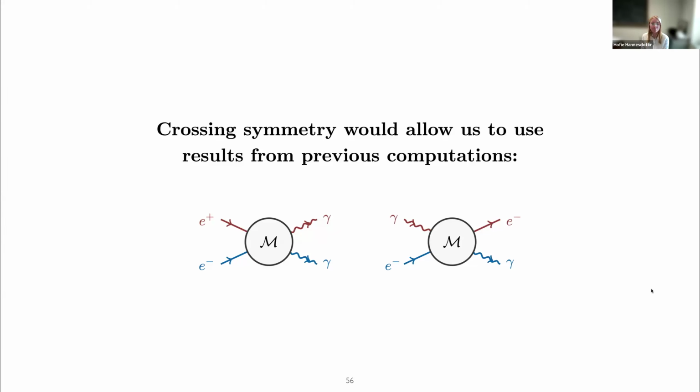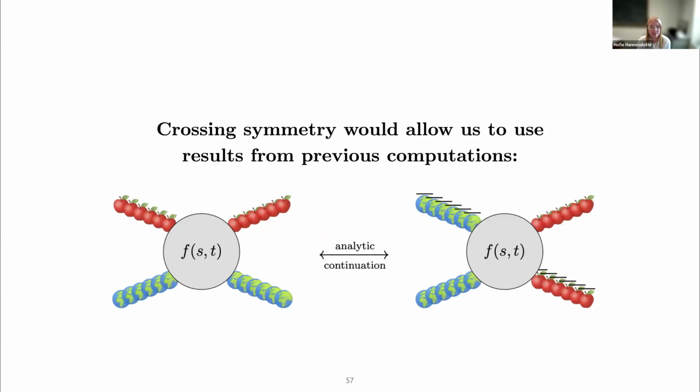But let me emphasize how entirely non-trivial this is, because crossing symmetry tells us that if we want to know how an apple falls to Earth, then we can equivalently compute the scattering process for Earth anti-Earth to apple anti-apple and do an analytic continuation to know what happens as an apple falls to Earth. Because an apple falling to Earth is a scattering experiment between the Earth and the apple.